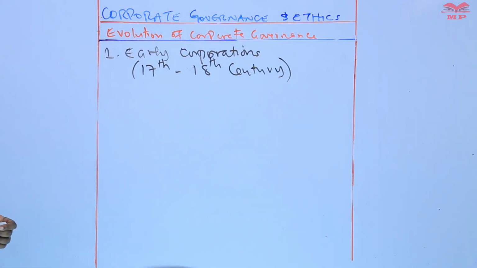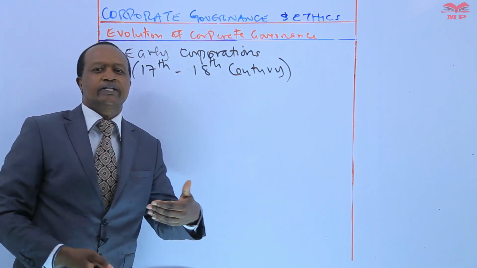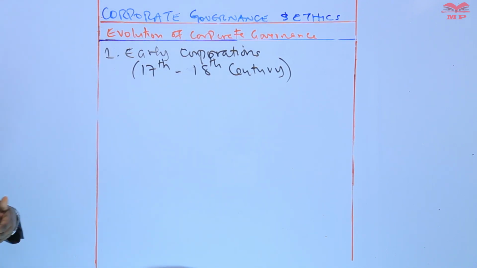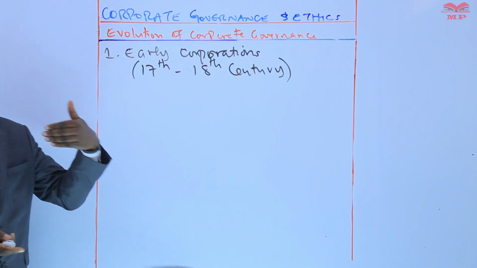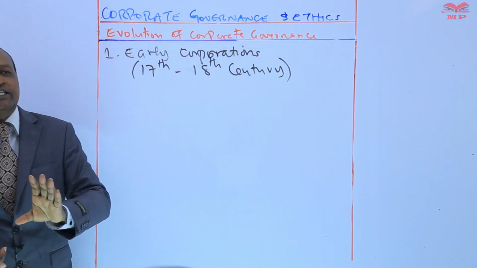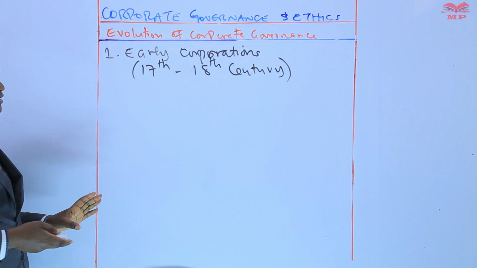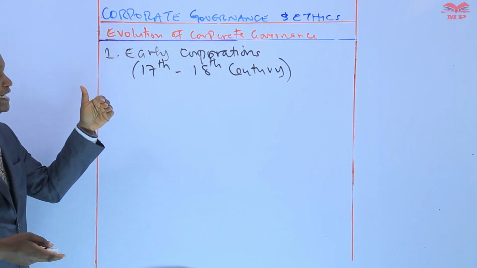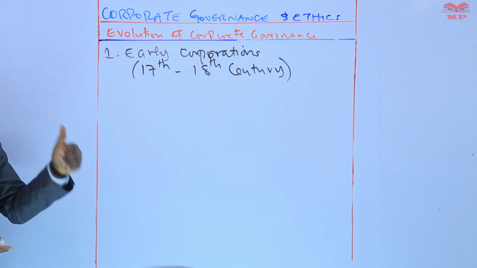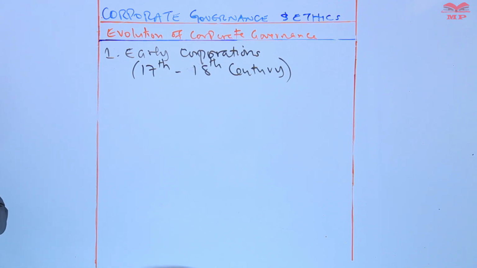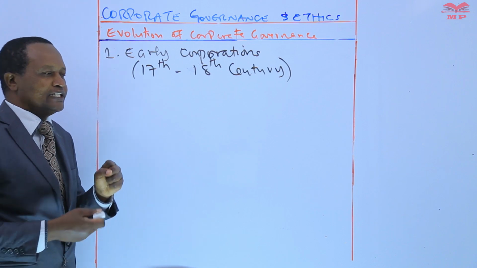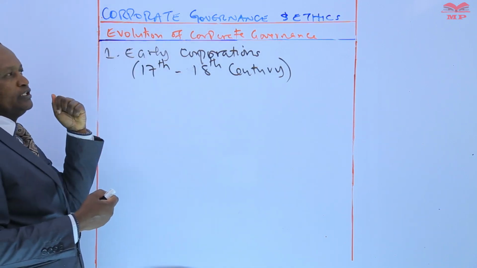Now, the concept of corporate governance emerged with the rise of joint stock companies in the 17th and the 18th centuries. These early corporations were often characterized by centralized ownership and limited accountability to the external shareholders and stakeholders. They were characterized by centralized ownership and limited accountability to the stakeholders.